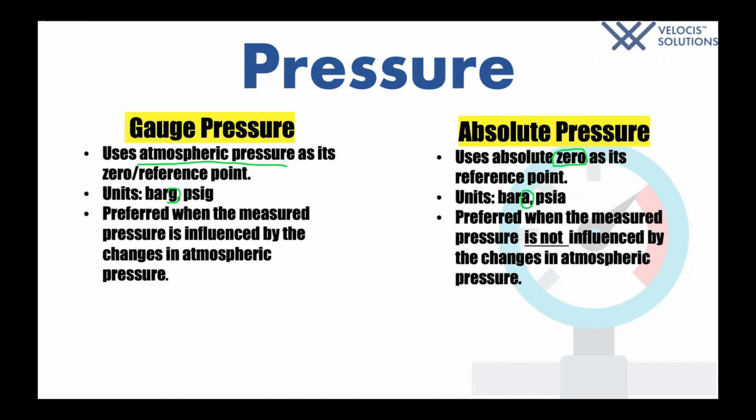Gauge pressure is preferred when the measured pressure is influenced by the changes in atmospheric pressure, whereas the absolute pressure is used when the measured pressure is not influenced by the changes in atmospheric pressure. To convert gauge pressure to absolute pressure, we simply add atmospheric pressure to gauge pressure like this.